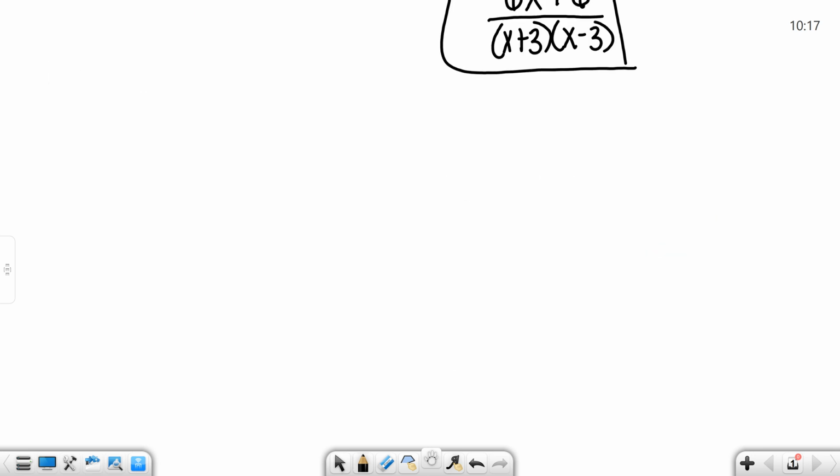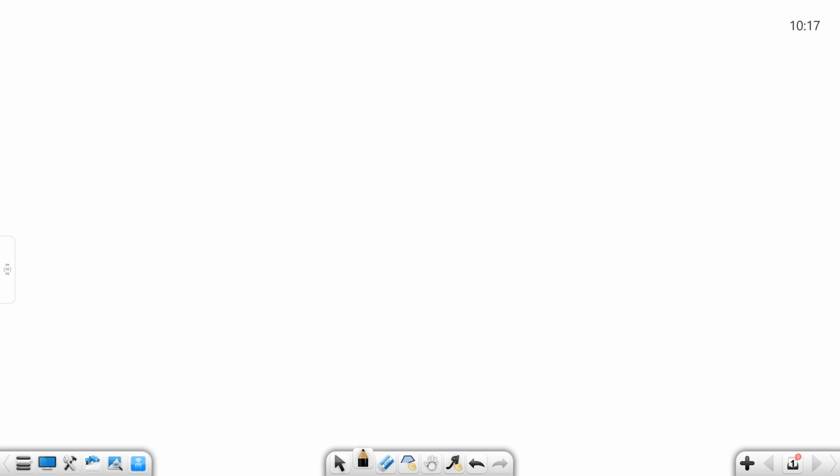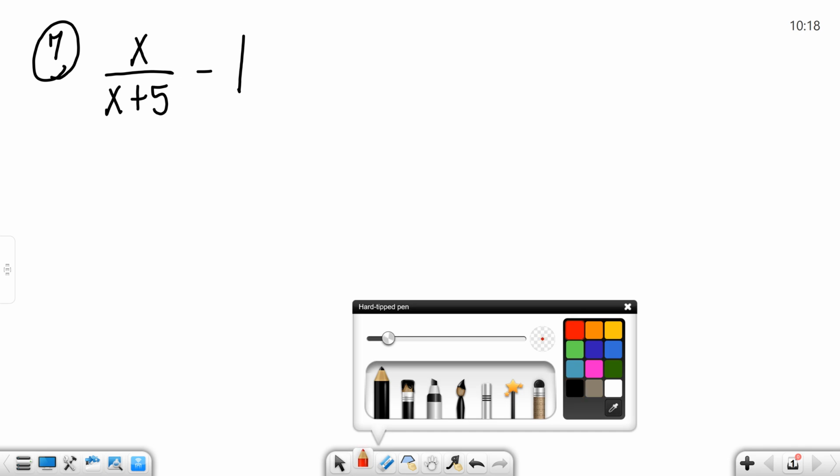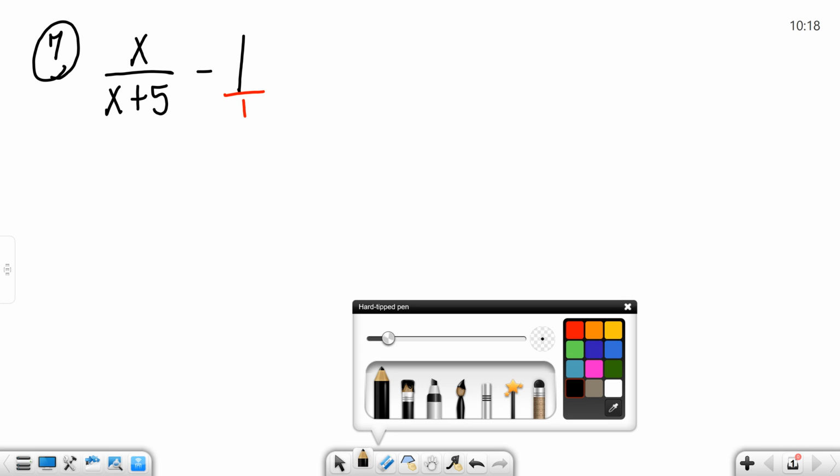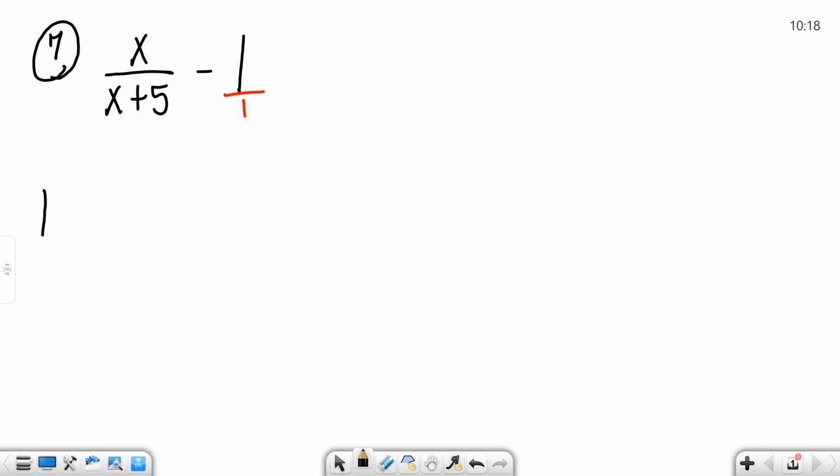Okay, so we've been doing some adding. Let's subtract. Now we have not found our least common denominator for this one. It doesn't even look like I've got 2 fractions, but really I do. I can think of this as over 1. So the first thing I need to identify is my least common denominator.